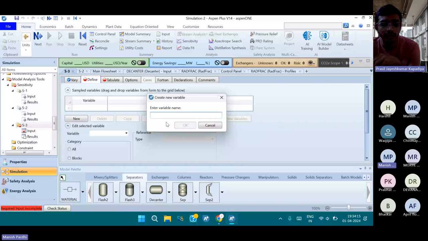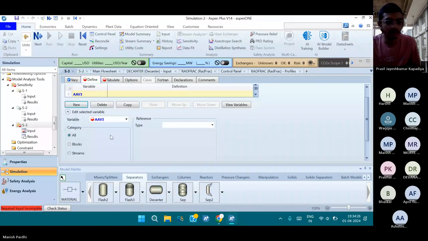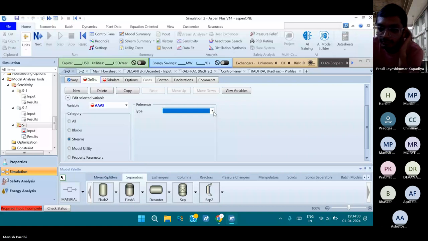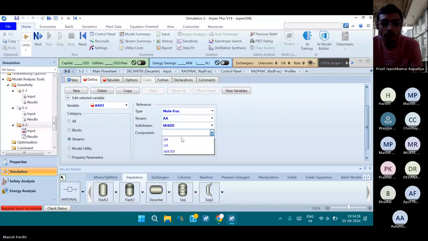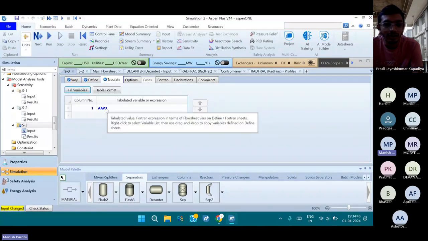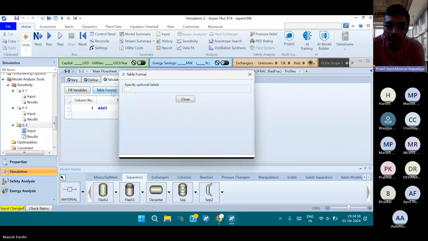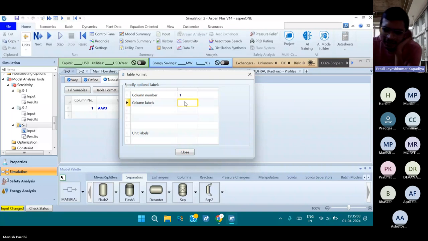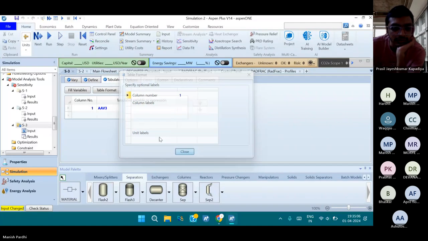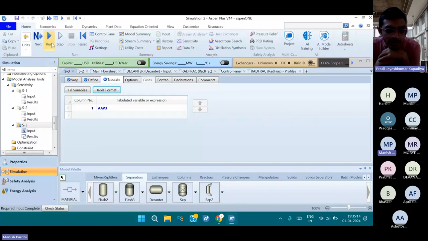Variable new, give some value, AV3 or something. Streams, of stream, of component AA. Tabulate. But how will we be able to see those two values? Can you go to table format, next to that field variables option? No, leave it. Just run it. I just want to see how the table looks. Reset your simulation and then run it. We will be getting errors. That's what I was thinking.